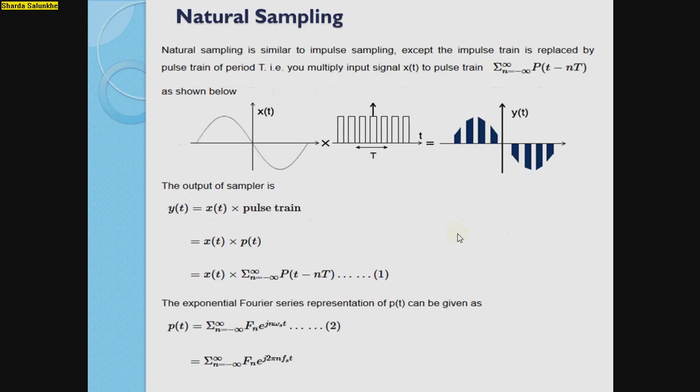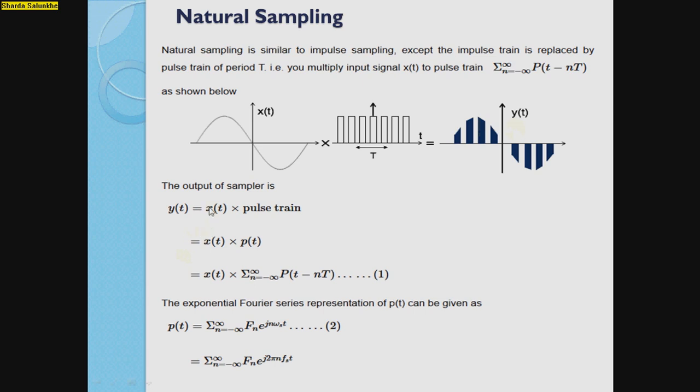Next one is the natural sampling. The natural sampling is similar to the impulse sampling, except the impulse train is replaced by the pulse train of the period T. So this impulse signal is replaced by the pulse train, and you should multiply x(t) with the pulse train, summation n equal to minus infinity to infinity, where δ is replaced by the pulse p(t − nT). So these two signals will get multiplied, and the output signal y(t) will be available.